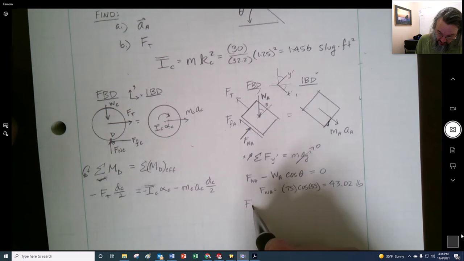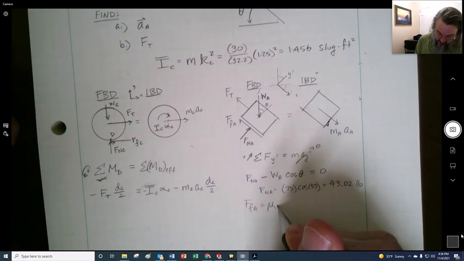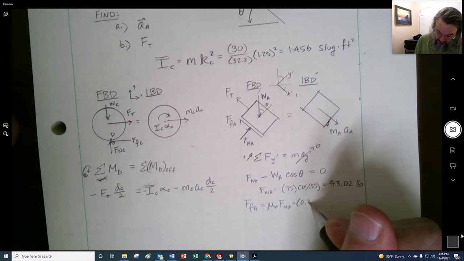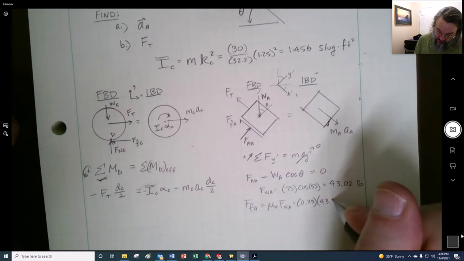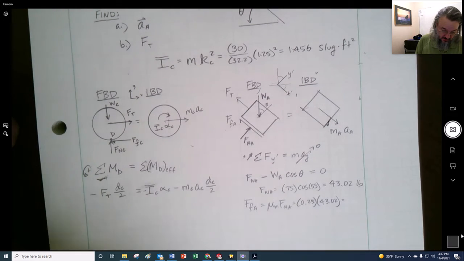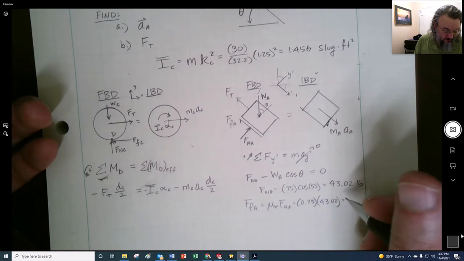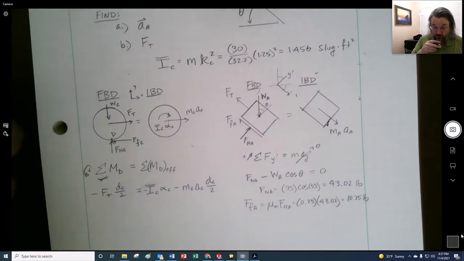Therefore, the friction force of A is 0.25 times 43.02, and we get 10.75 pounds.